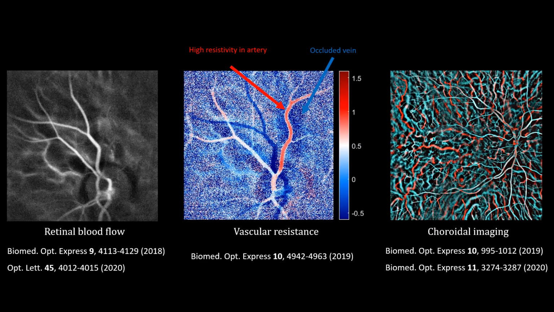And we also found that LDH is quite performant to image the choroid. So it allows revealing all the choroidal vessels, arteries and veins, and even to distinguish them.